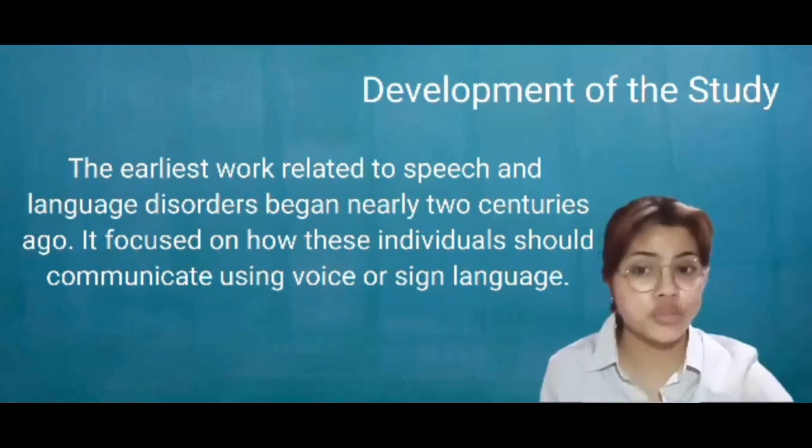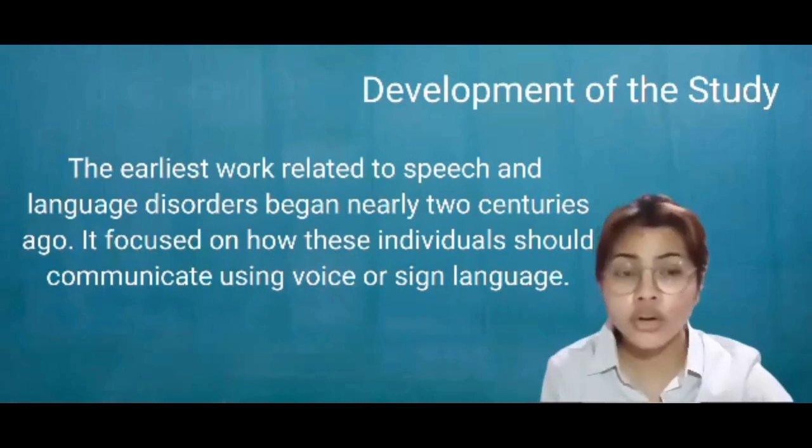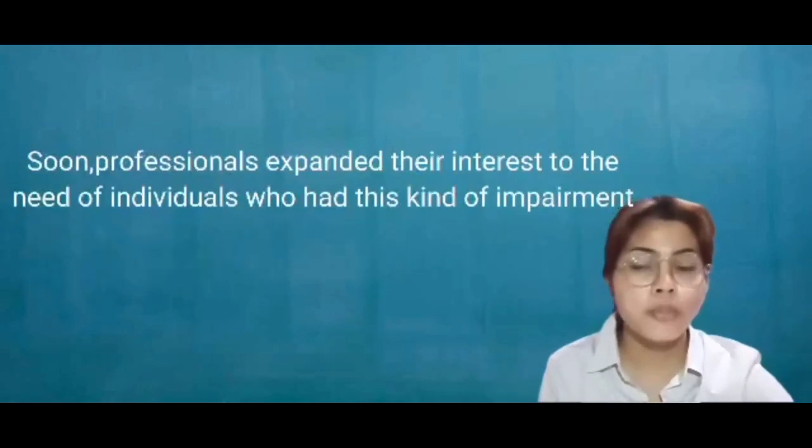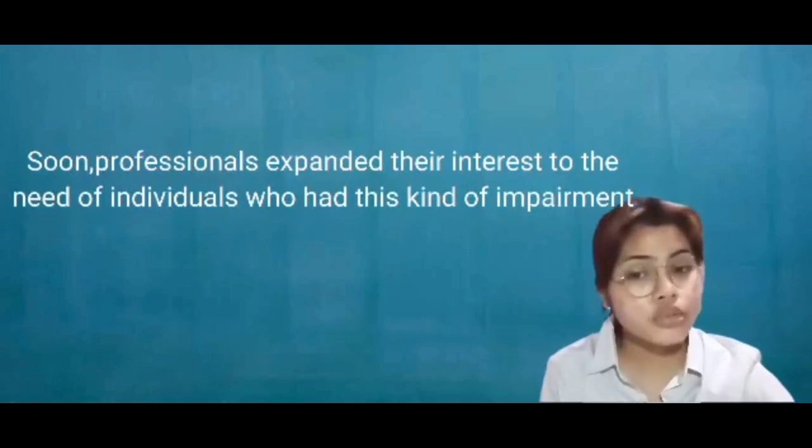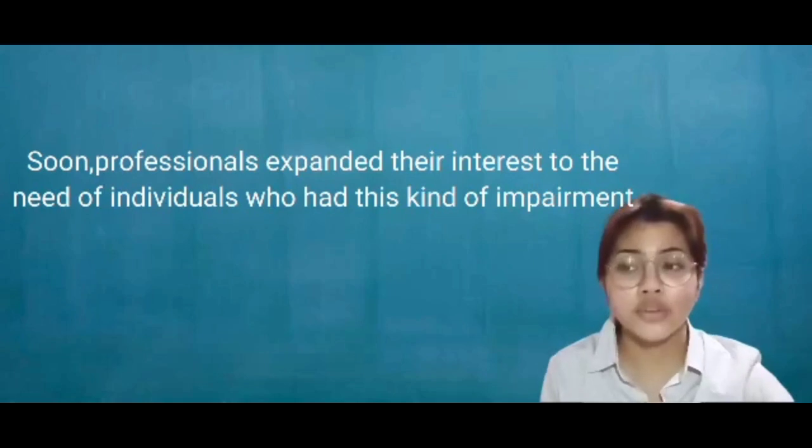The development of the study: the earliest work related to speech and language disorder was nearly 2 centuries ago. It focused on how these individuals should communicate using voice or sign language. Soon, professionals expanded their interest to the needs of individuals who have this kind of impairment.